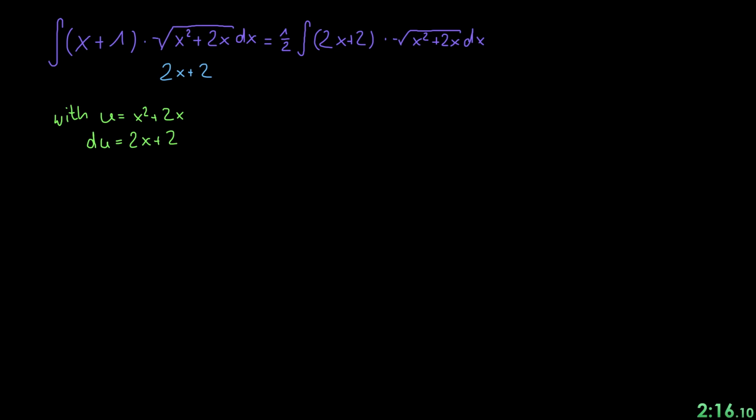Alright, now we're already ready for u substitution. Whoop, I'm missing a dx over here. I should put that there. Alright. If we're doing this, we have 1 over 2 times the integral of, well, I will keep it 2x plus 2 here and multiply it by the square root of u.